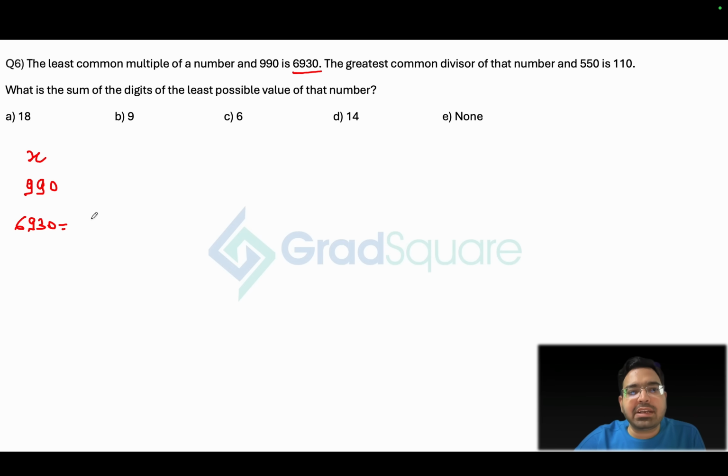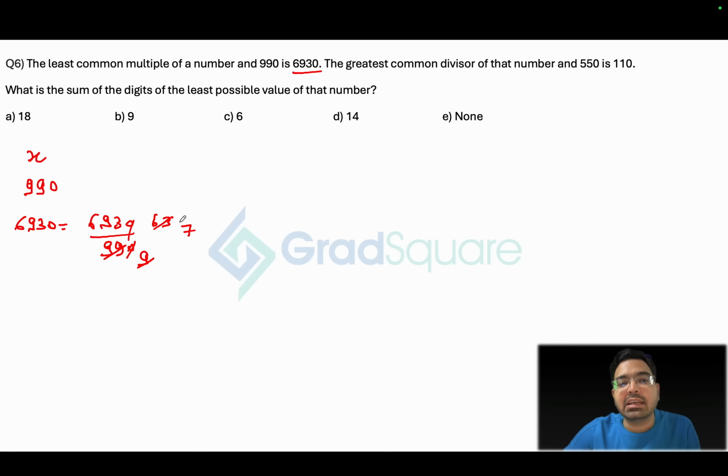So now let me divide 6930 by 990. The entire number goes into this, and you will realize that this has to get cancelled. So 11 nines are 99, 11 sixes are 66 and 33. So 11 threes are 33 and 9 sevens are 63. That means there is a 7 extra in your LCM of 6930. That means this 7 has to come from the number x. So the number x must contain a 7 in it for sure.